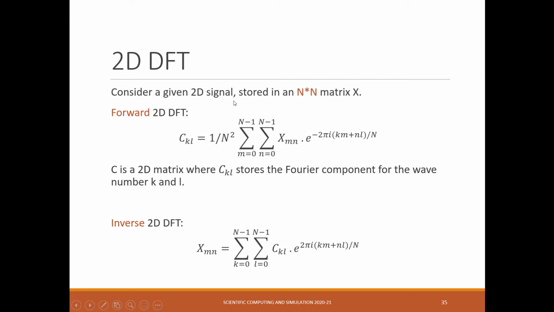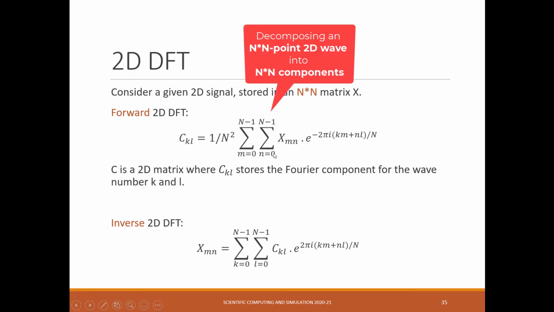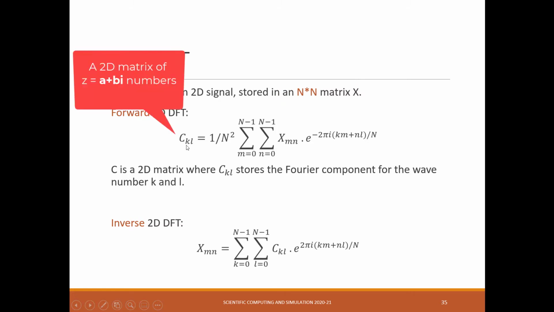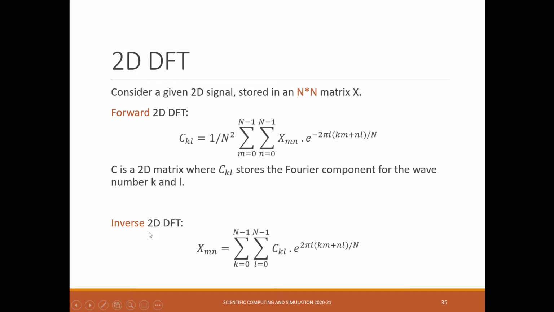Consider a given 2D signal stored in an N by N matrix X. The first series in this slide calculates the 2D Fourier transform. It breaks the input signal X into its frequency components. Matrix C stores these components. C is a 2D matrix where Ckl stores the Fourier component for the wave numbers k and l. The next equation shows the inverse 2D DFT series that reconstructs signal X using its components in matrix C.